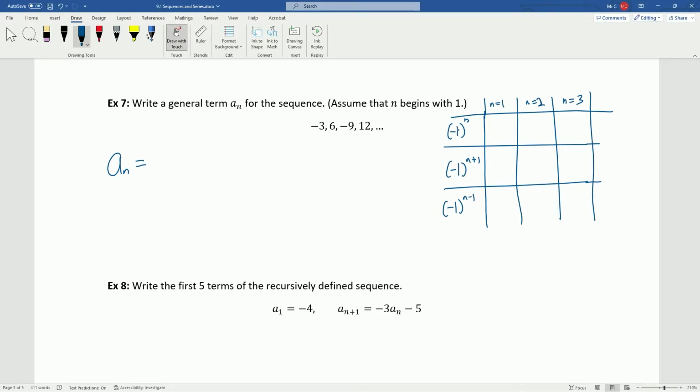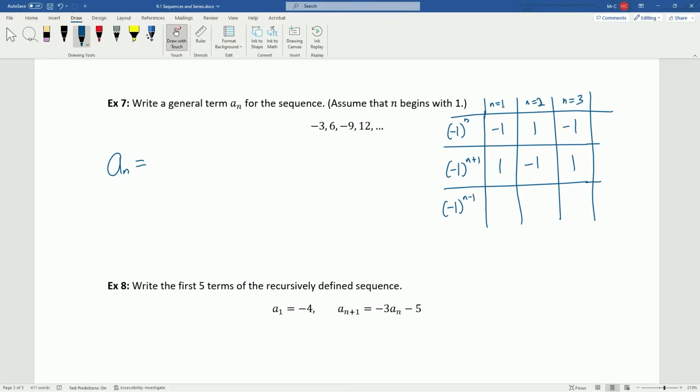So when n equals 1 here, I get -1 to the first power, that's -1. When n is 2, I get -1 squared, that's 1. When n is 3, I get -1 to the third power, that's -1. Now when I look at -1 to the n plus 1 power, plug in 1, -1 squared, that's 1. Now plug in 2, I get -1 cubed, that's -1. And plug in 3, I get -1 to the fourth power, that's 1. And then -1 to the n minus 1 power?